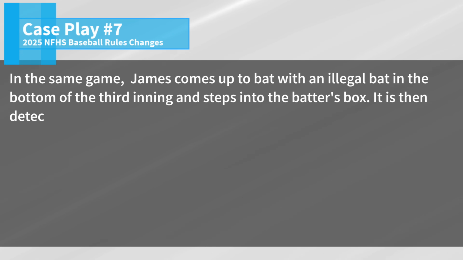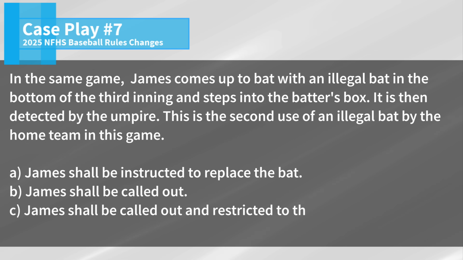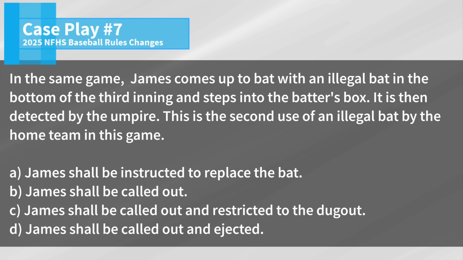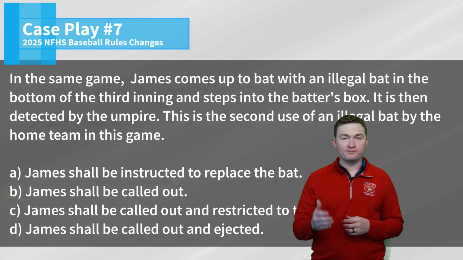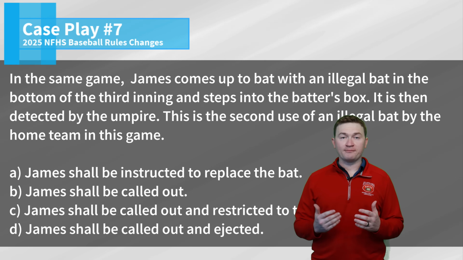Case play number 7. In the same game, James comes up to bat with an illegal bat in the bottom of the 3rd inning and steps into the batter's box. It is then detected by the umpire. This is the second use of an illegal bat by the home team in this game. Is this A, James shall be instructed to replace the bat? B, James shall be called out? C, James shall be called out and restricted to the dugout? D, James shall be called out and ejected. The correct answer here is B. The only penalty that we apply to a batter for using an illegal bat is that the batter is going to be called out.